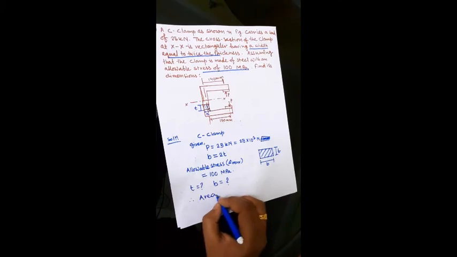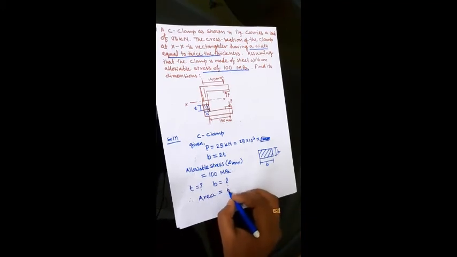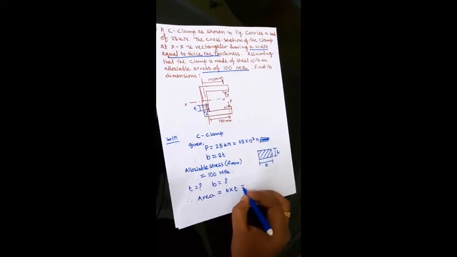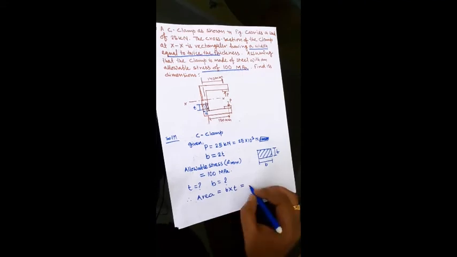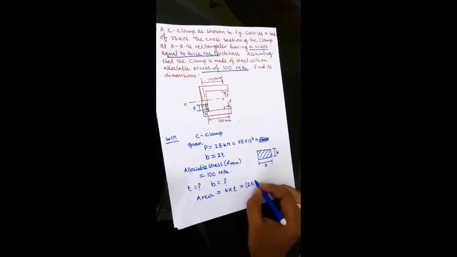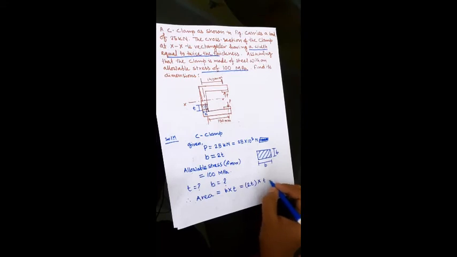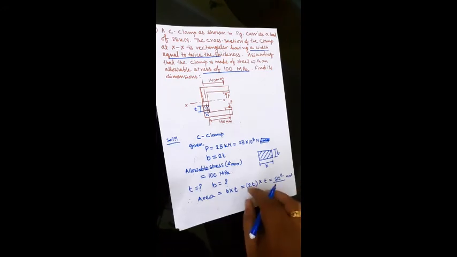So the value of the area will be nothing but B into T, and the value of B is nothing but 2T. So 2T into T, that would give us 2T square. This value is in millimeter square. So this will be our value 2T square, this will be our value of the area. Now we will see.